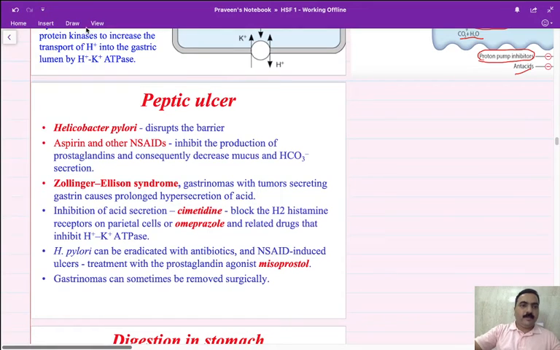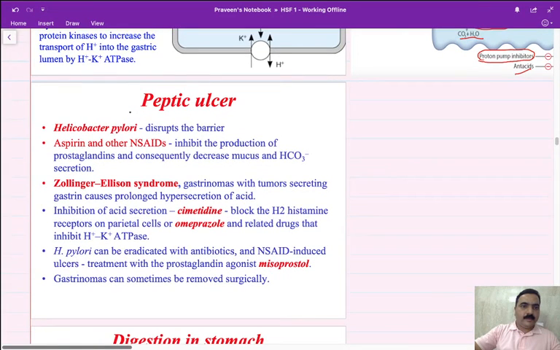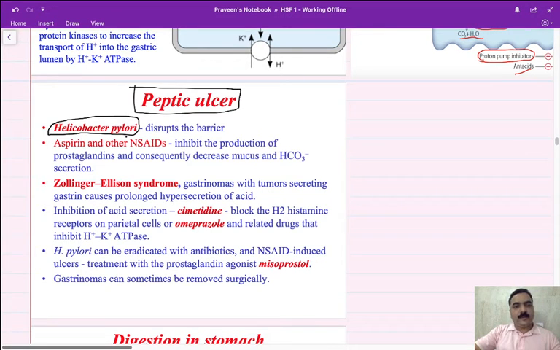Okay, very importantly, this slide is very important for you. Very high yield. This is very important, the peptic ulcer topic. You get a lot of questions from this topic. So the basic cause for the peptic ulcer is Helicobacter pylori, the H. pylori. Because it can produce ammonia, it's urease positive, and ammonia acts as a buffer. It can survive in the acid environment.